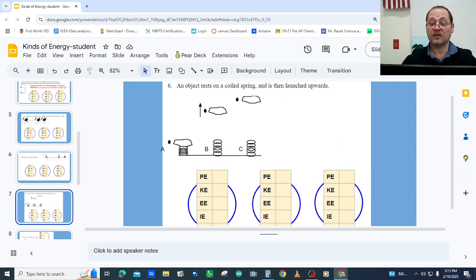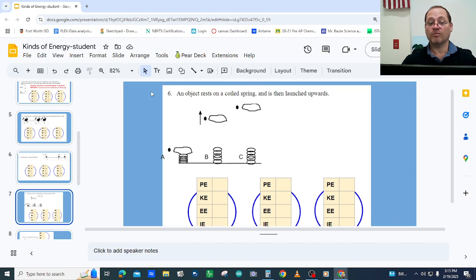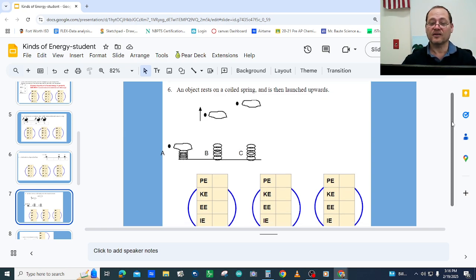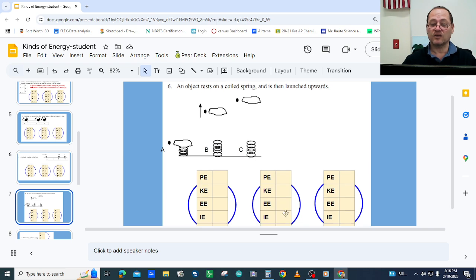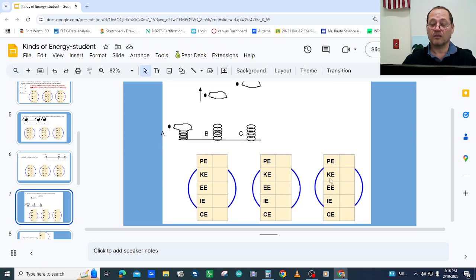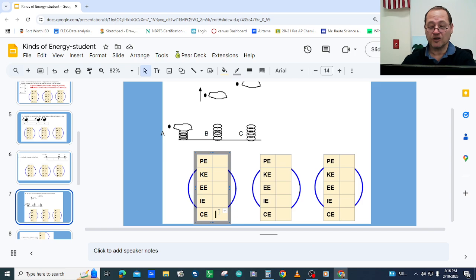For number 6, and the numbers are not distributed evenly. Okay, an object rests on a coil spring and is then launched upwards. So what's launching the object? Well, the spring is compressed. When you release the spring, it pushes on the object, which flies up a certain height, and the story ends right there. We don't know what happens after that. So you can see the object is not being burned, so the chemical energy is 0.